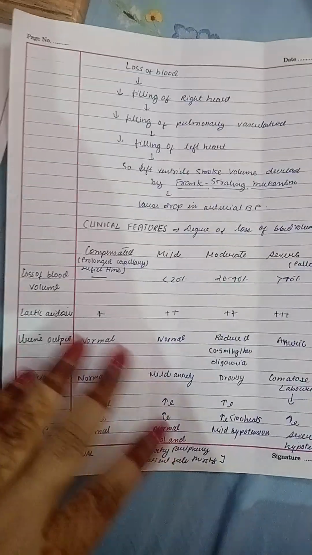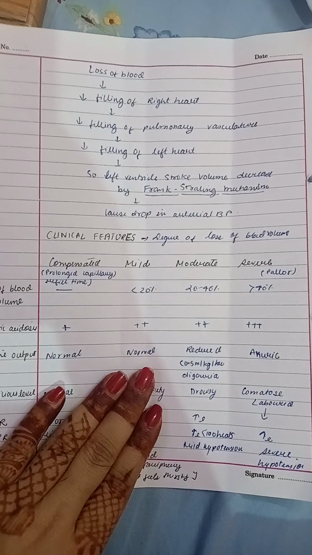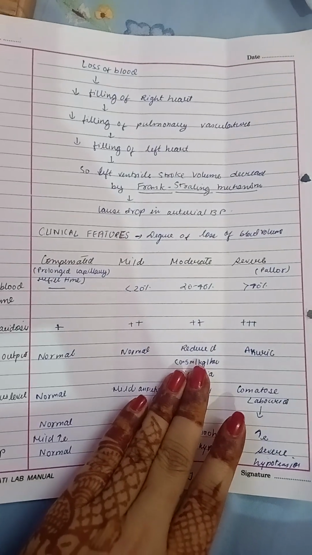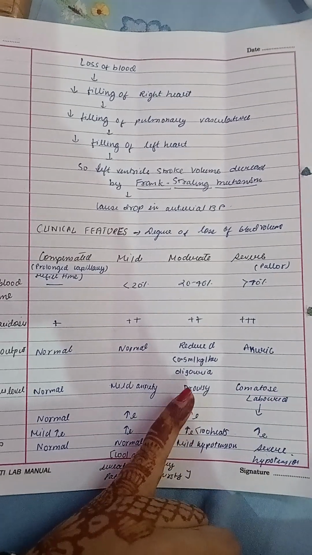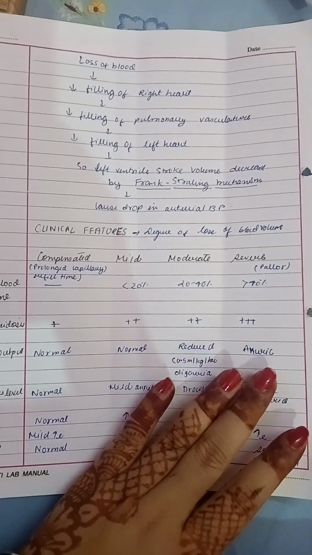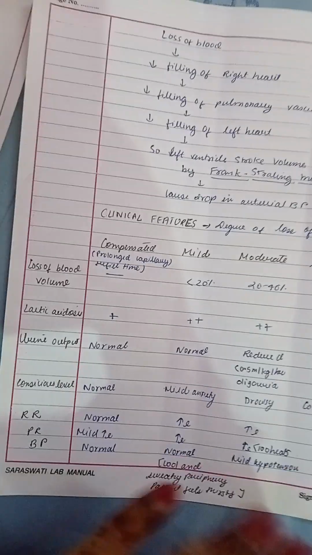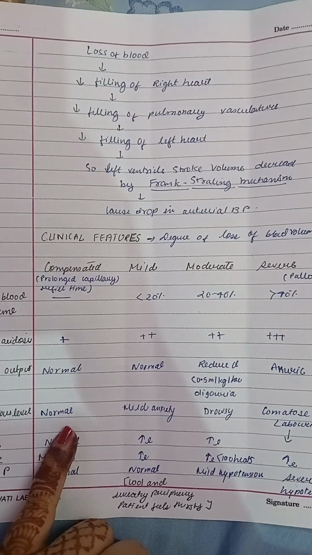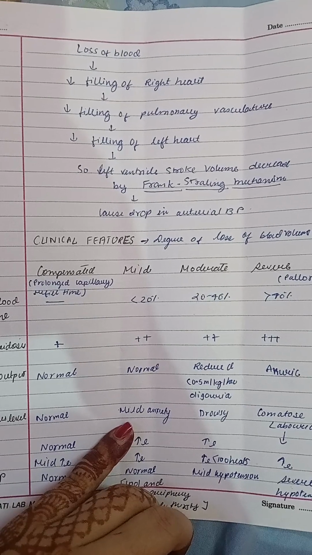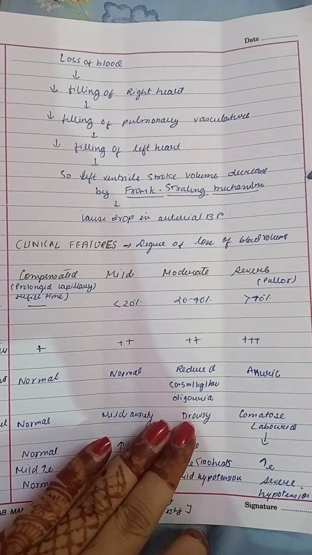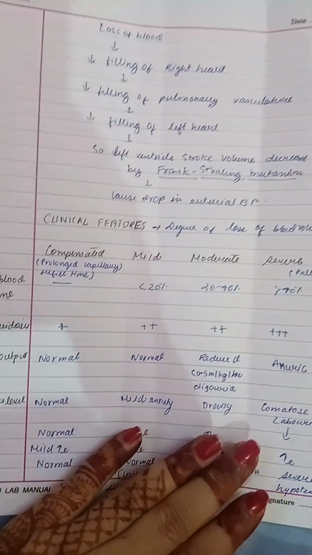Okay, now urine output will be normal in compensated shock. In mild, it is normal. In moderate, it is reduced, less than 0.5 ml per kg per hour. This is called oliguria. And in severe, there will be anuria. Okay, no urine. Now conscious level is normal in compensated shock. Mild anxiety will be there in mild shock. In moderate, there will be drowsiness, and in severe, a comatose stage will be reached.